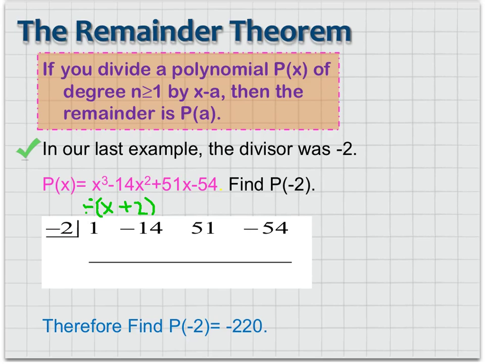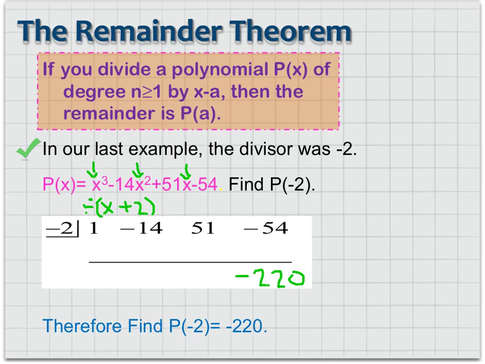So if I want to find p of negative 2, I do my synthetic division, and I end up with the value negative 220 as my remainder. Now, I could have also found that value by simply plugging in negative 2 everywhere I saw an x in the original function. So whether you synthetically divide and look at your remainder, or whether you just take that value and plug it into your function, you will get p of a.